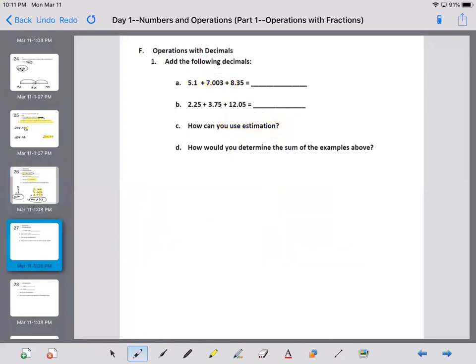We look at part B, 2 and 25 hundredths. I'll round to 2, and then 3, and then 12 if I'm going with the front end estimation. So that would put me approximately at 17 on the low end. And if I rounded everything up, that would put me at approximately 20 on the high end.